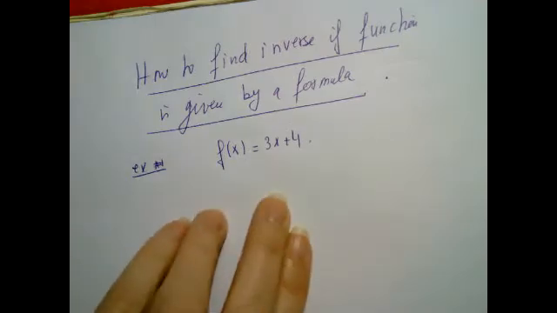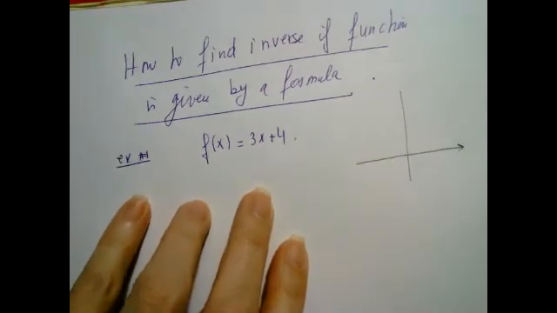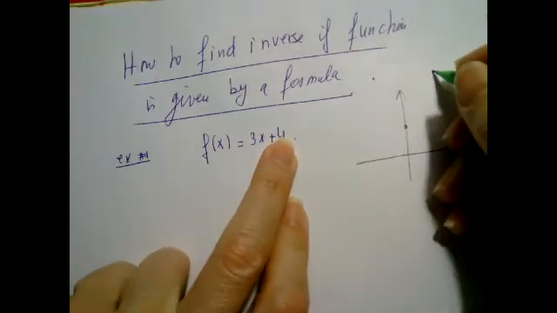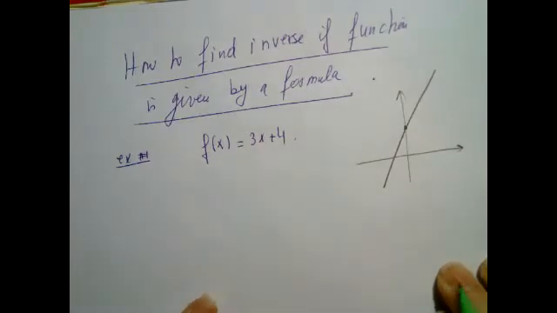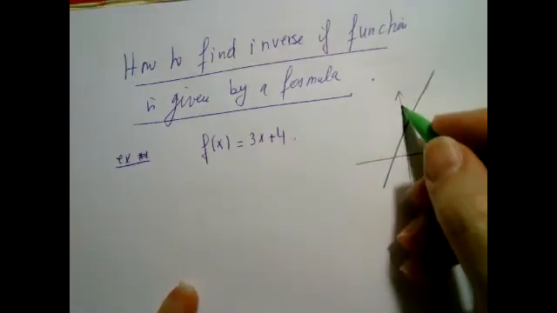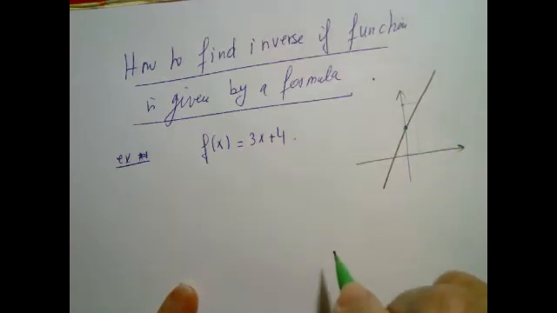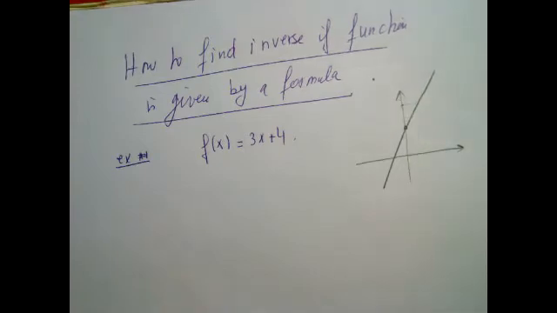So this function will have an inverse. Graphically, if I graph this function, we know that this is a straight line, and the intercept is at 4, and the slope is 3. So if I graph it, this is the picture. Graphically, there is an inverse. For every output, there is only one input that I can find whose output is what I started with.